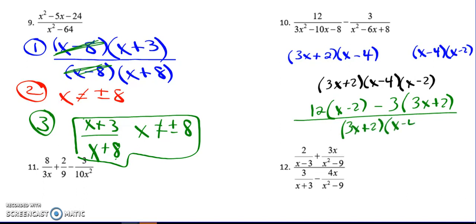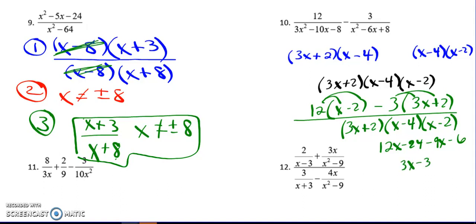Once I do that, I multiply by what I'm missing. Now I have a common denominator. I can distribute and combine like terms and then make sure I list my restrictions. Maybe something will cancel out, maybe not. So I have 12x minus 24 minus 9x minus 6, which simplifies to 3x minus 30 over 3x plus 2, running out of space, sorry, x minus 4, x minus 2, where none of these will cancel.